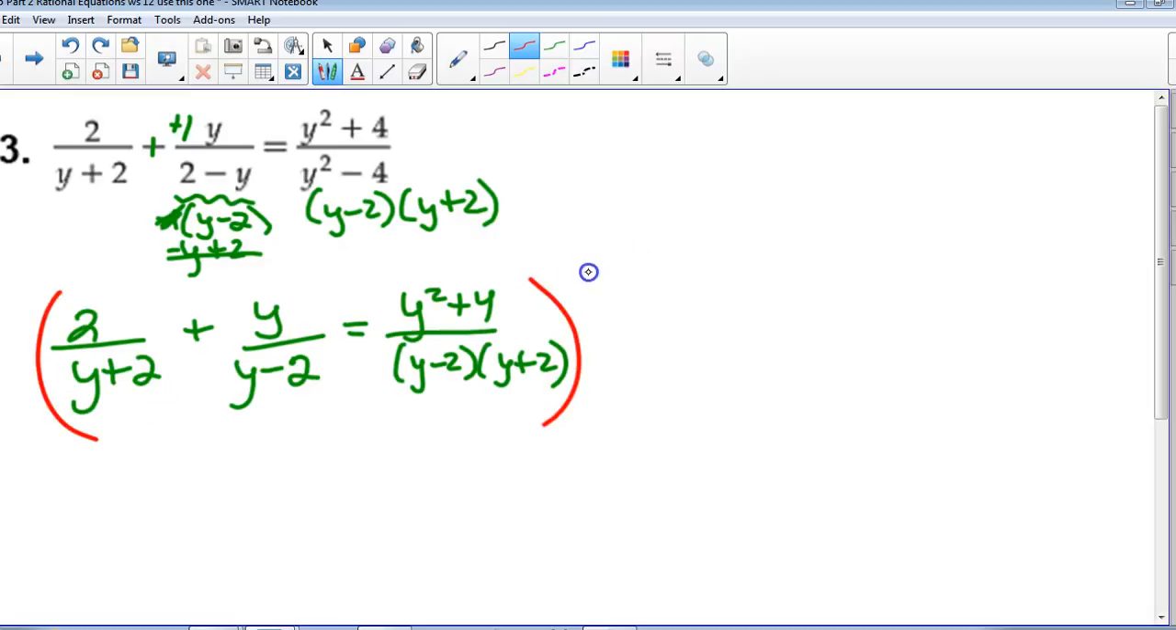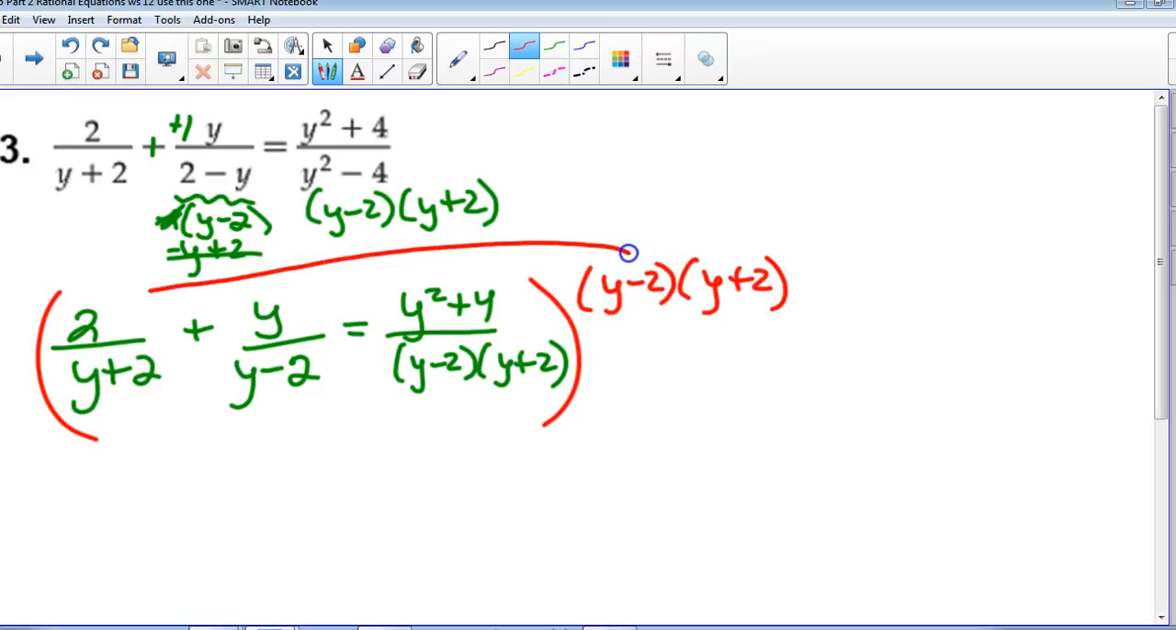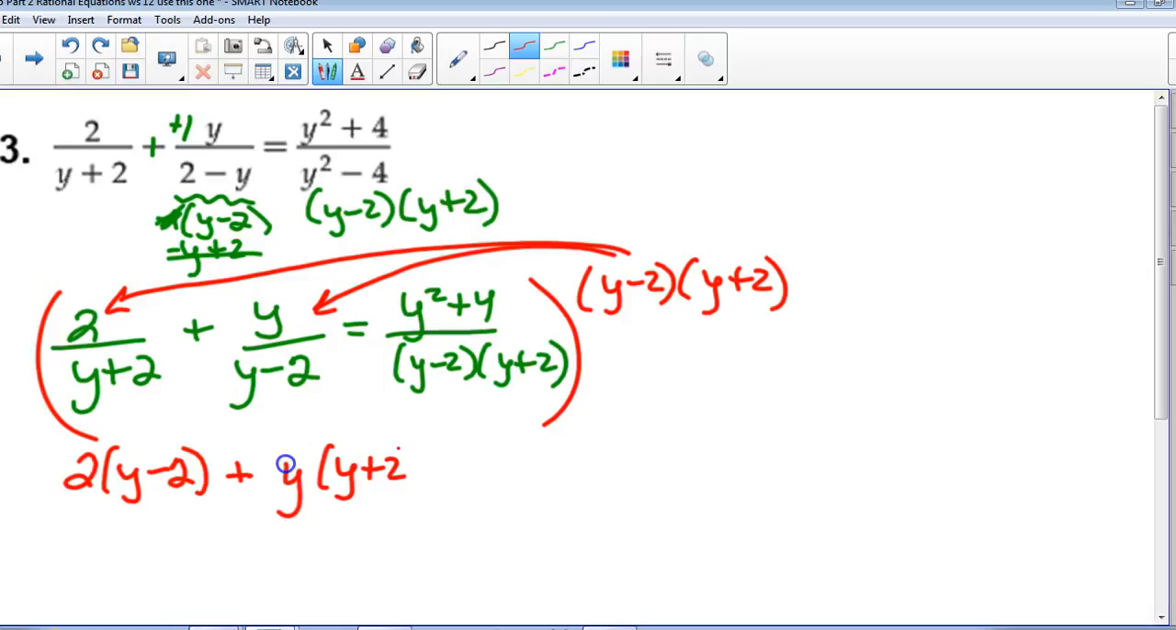Can I just write it once this time? A y minus 2 and a y plus 2. The whole thing. So when I multiply over here, the y plus 2's will cancel and I'll end up with, anybody? Yep, 2 times y minus 2 plus this one, the y minus 2's will cancel, so we'll end up with a y times a y plus 2.